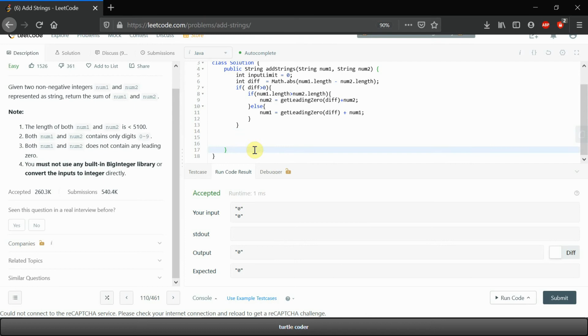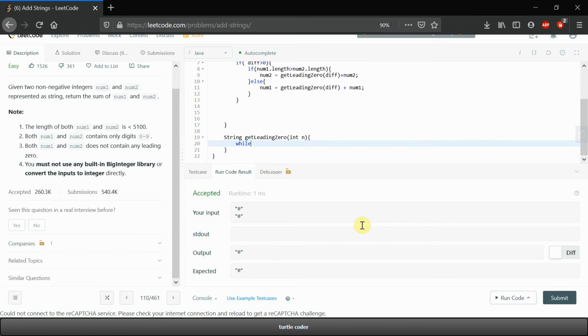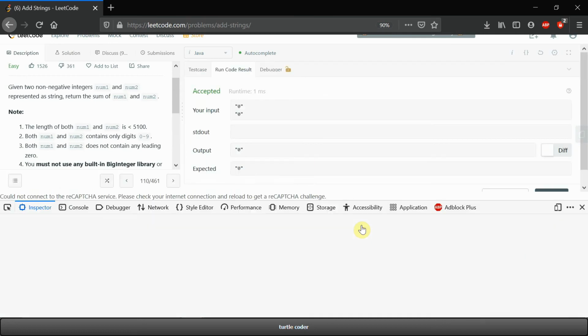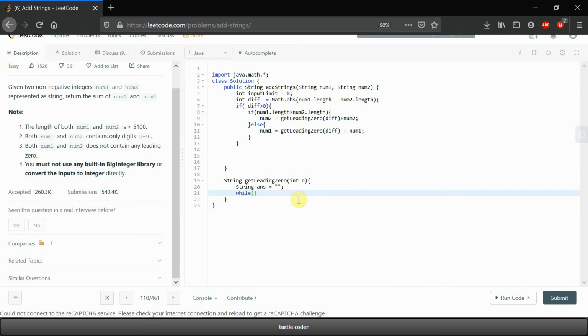So let's define our function getLeadingZeros. It should return a string. It takes an integer n, and there has to be an answer, which is equal to an empty string. Oh, what did I do? Opened the console by mistake. Go down while, and let's say there are 8 differences.